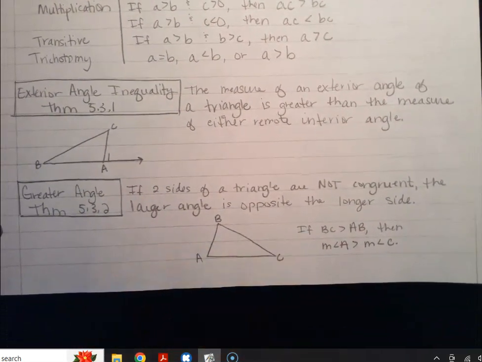All right, next up we have the greater angle theorem. So if 2 sides of a triangle are not congruent, the larger angle is opposite the longer side. Ooh, that's kind of nice, right? So the larger angle is opposite the longer side because they're all connected.